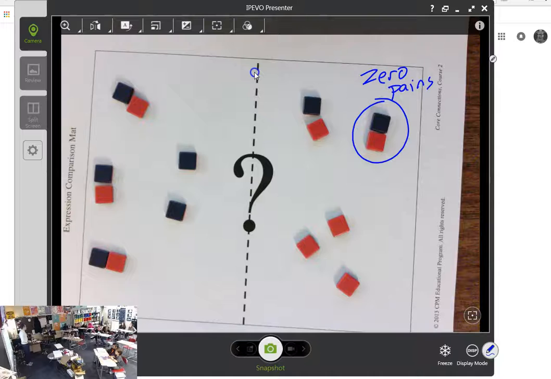When things pair up, when they are opposites, when they are additive inverses, they make zero pairs. So it kind of sounds funny. You're like, oh, we have 0 pairs of something. No, it's not. This is a pair that makes 0.